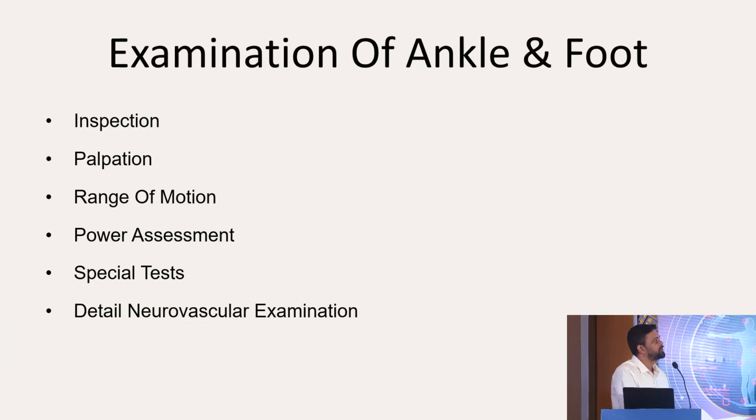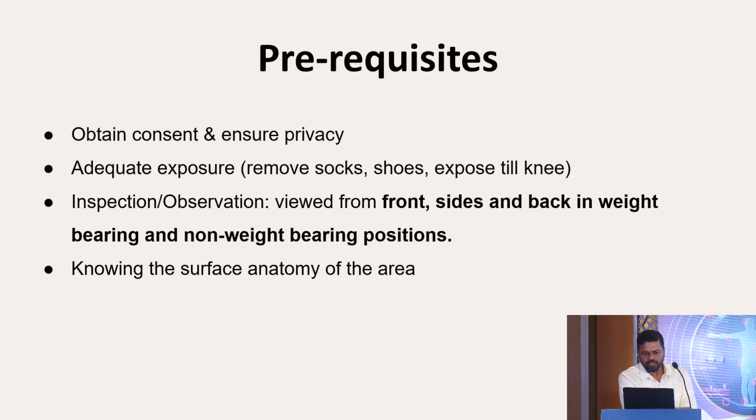Examination of the ankle and foot. Usually the examination of the ankle and foot, or almost all joints, is the same. It comprises inspection, palpation, range of motion, power assessment, special tests, and detailed neurovascular examination. While examining the ankle and foot, you have to examine the knee and spine also, because most of the time the pain is coming from the spine, or is referred pain. So you need to examine the spine also.